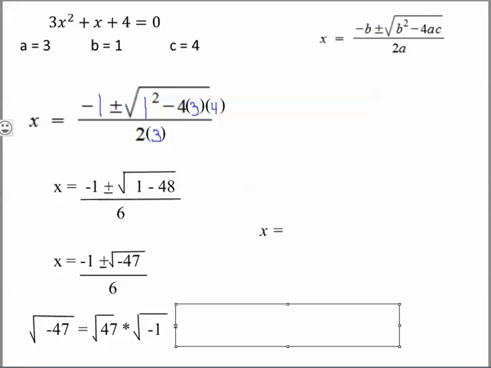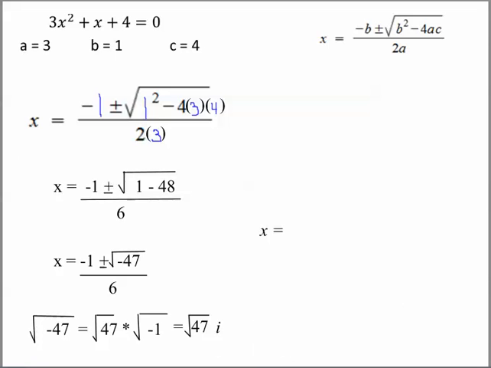So we can say that the square root of negative 47 is the same thing as the square root of 47 times the square root of negative 1. And so that gives us a final simplification of the square root of 47 times i, because again, the square root of negative 1 is i. Now I tried to give a little bit of space between the two because I wanted to make sure you saw that this i is no longer underneath the square root sign, because once we take the square root of it, it comes outside the square root. So now we can rewrite our problem as x equals negative 1 plus or minus the square root of 47 times i, all divided by 6.